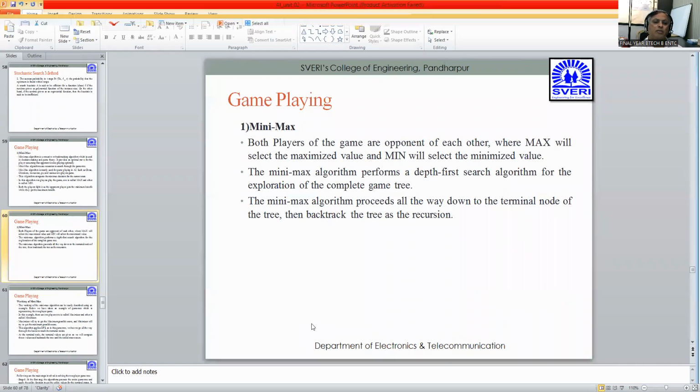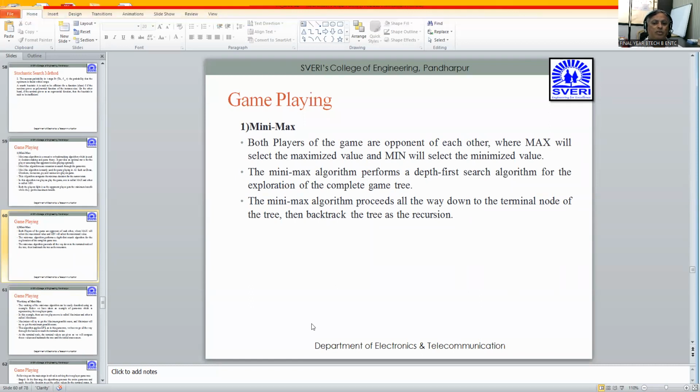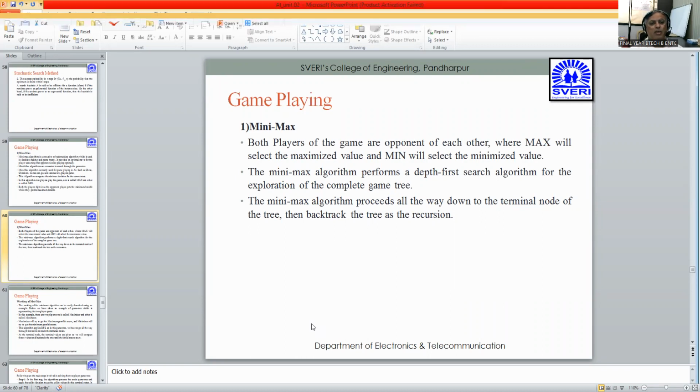So Minimax algorithm performs a depth first search algorithm for the exploration of the complete game tree. So the algorithm of minimax is obviously based on the depth first search algorithm, that is DFS. The Minimax algorithm proceeds all the way down to the terminal node of the tree, then backtracks the tree as a recursion. Hence it is also called a recursive method or a backtracking method.